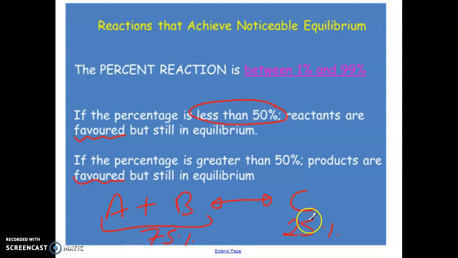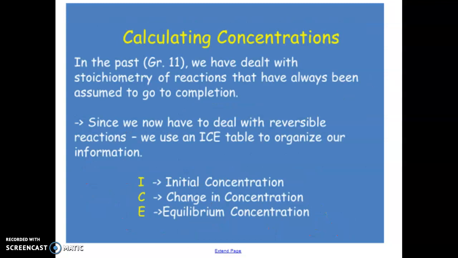So even though we have equilibrium here, we can say it favors being on the reactant side more so than the product side, right? There's more reactants than there are products. And then of course, vice versa. If you have more than 50% products and less than 50% reactants, you can say that it favors the products. But regardless, what type of reaction is this? Well, this is equilibrium, right? It's between that 1 and 99%.